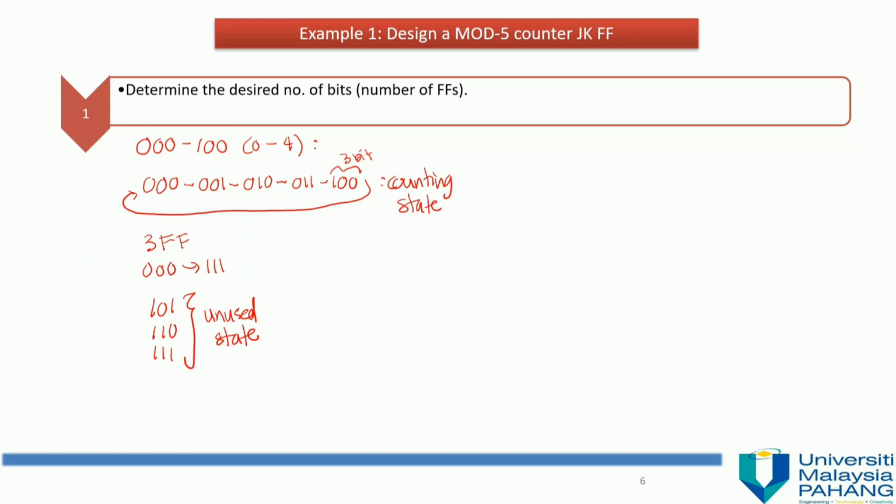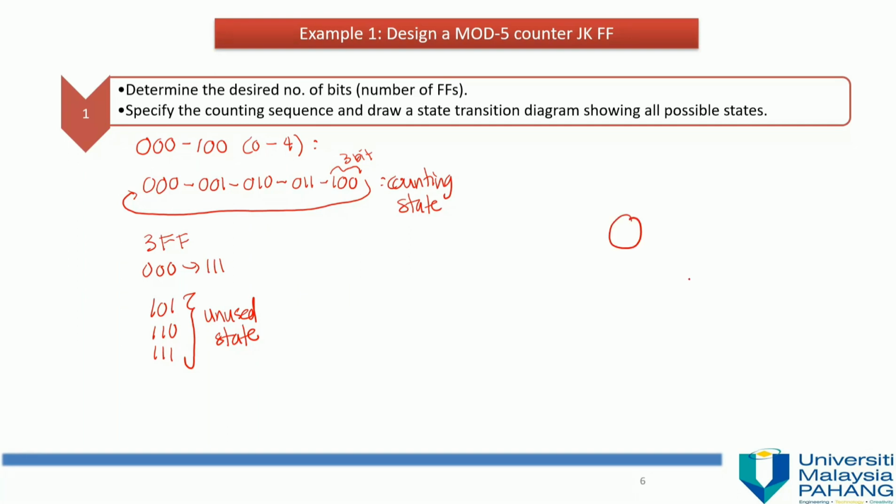Now we want to draw a state transition diagram. We already know the number of flip-flops and the counting sequence. We draw 5 circles here: 1, 2, 3, 4, 5. It starts from 0,0,0. The next count is 0,0,1. The next state is 0,1,0. And the next state is 0,1,1.